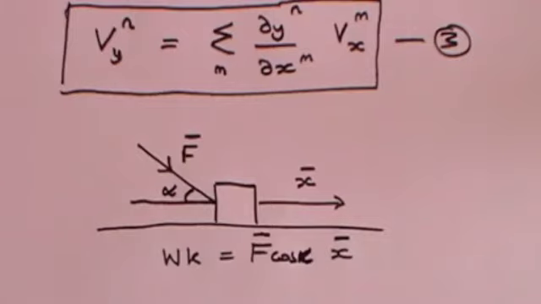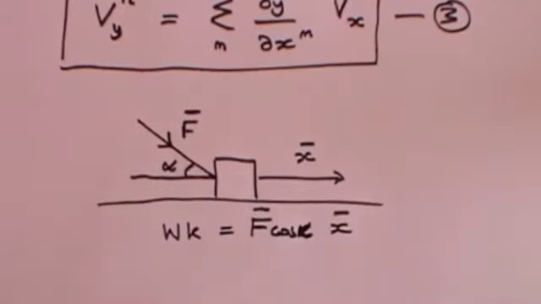X has a magnitude and a direction. The direction is in the X direction. F has a component that has a magnitude and a direction, the component, at least, of force in the X direction. It has magnitude and direction. So we've got essentially something which combines two vectors.